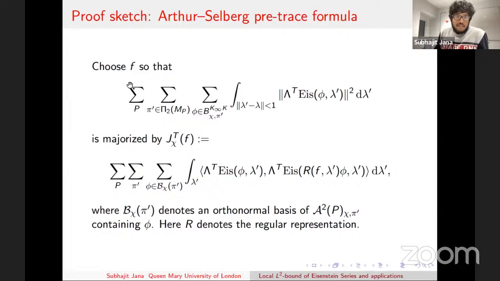How we prove this is that we first understand this whole average by what Arthur calls the spectral side of the trace formula, or pre-trace formula maybe, given by this J chi TF, which is again an average, but over this generically placed inner product of Eisenstein series. This RF is the regular representation. That we do by using Paley-Wiener theory, carefully choosing the test function f on the geometric side, and understanding its spherical transform, which comes in here in some sense.